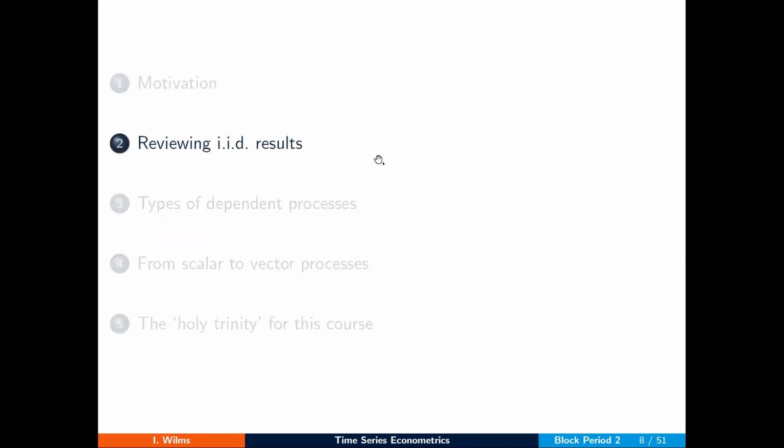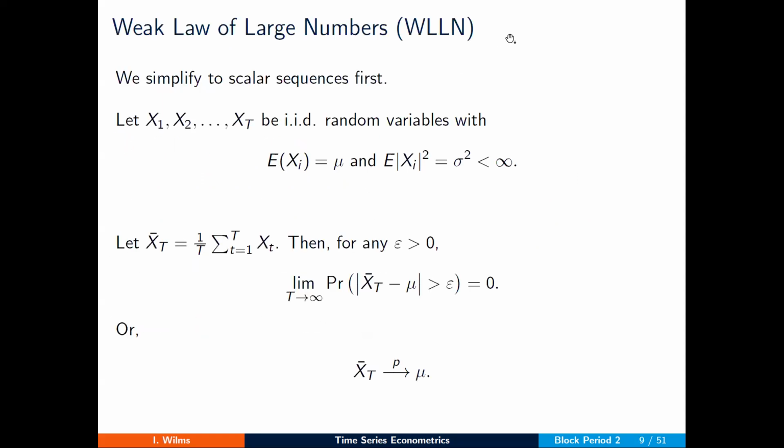So we will start by reviewing some crucial results of the IID world to see what we can learn from these proofs. And we will first consider the scalar process and then later on move from a scalar to a vector process over here. So let's start by reviewing the weak law of large number for scalar sequences.